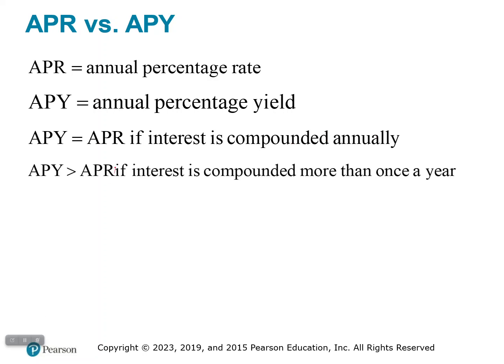Put a little break here, a little space there. Annual percentage yield is greater than the annual percentage rate if interest is compounded more than once a year. All right, the yield will be larger because you get that interest more often. It builds up your interest over the course of a year more frequently and therefore more.